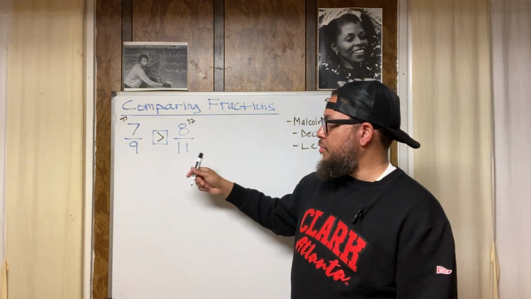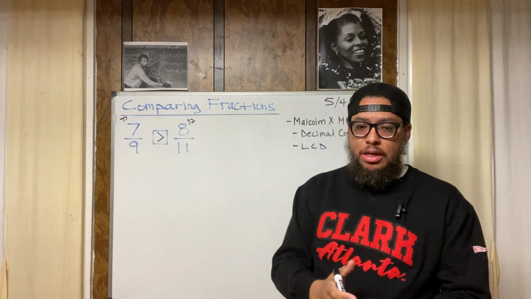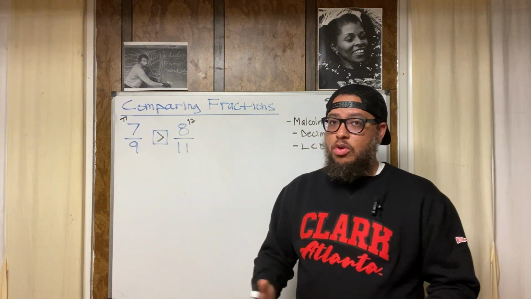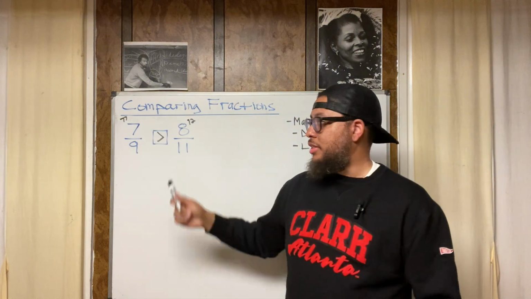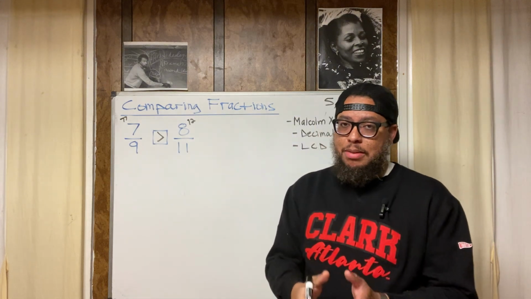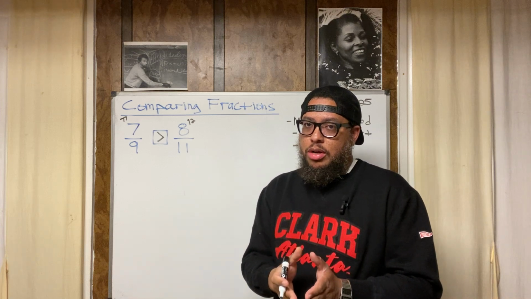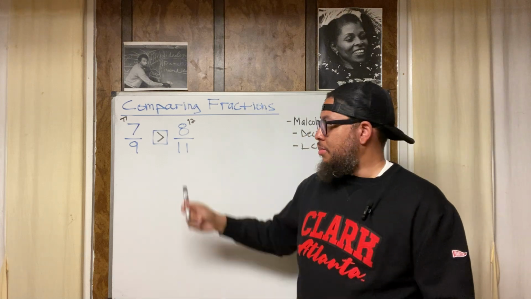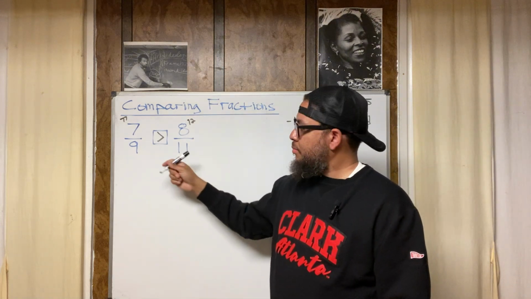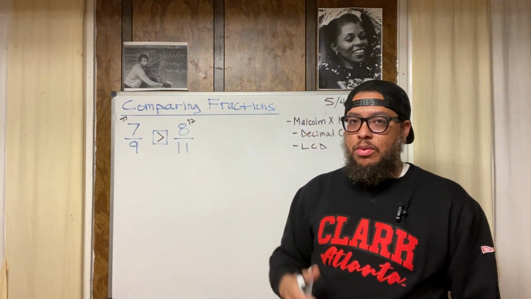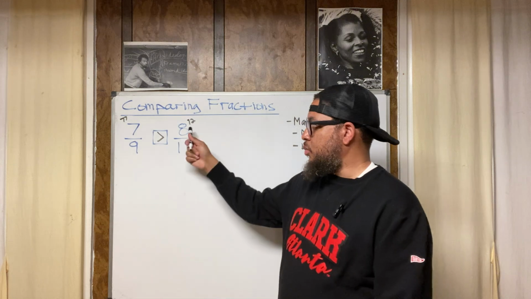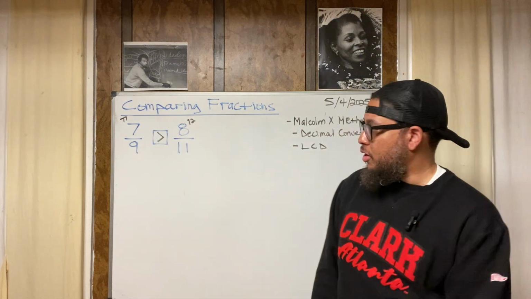Over here, we got 8/11. We took another object, cut it up into 11 equal parts. Of course, those parts are going to be smaller than these because 9 parts is less parts than 11. If you got to make more parts, that means each part is going to be smaller. So we got 11 equal parts. We care about 8 of those 11 parts. That's what 8/11 means. All right, that's the Malcolm X method.